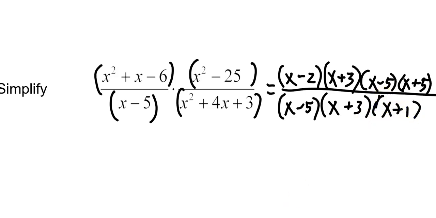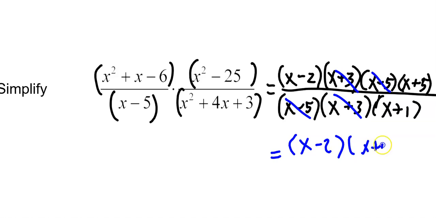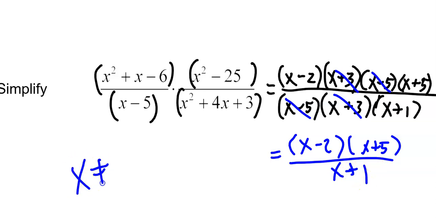And cancel, this is the fun part. X minus 5 goes away, x plus 3 goes away. That's it. Still pretty good. X minus 2 times x plus 5 all over x plus 1. Don't forget to label the restrictions. X cannot equal 5, -3, or -1. So again, before you cancel, think about the restrictions there. I'm looking at that not after I cancel, but before I cancel, for restrictions.